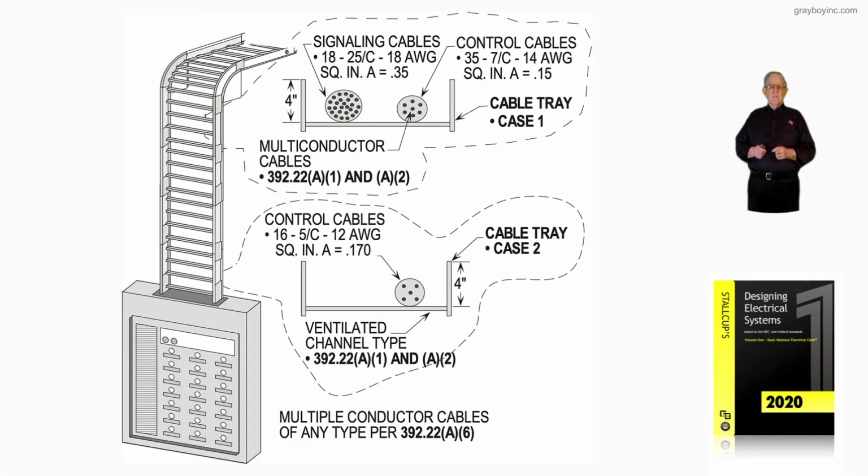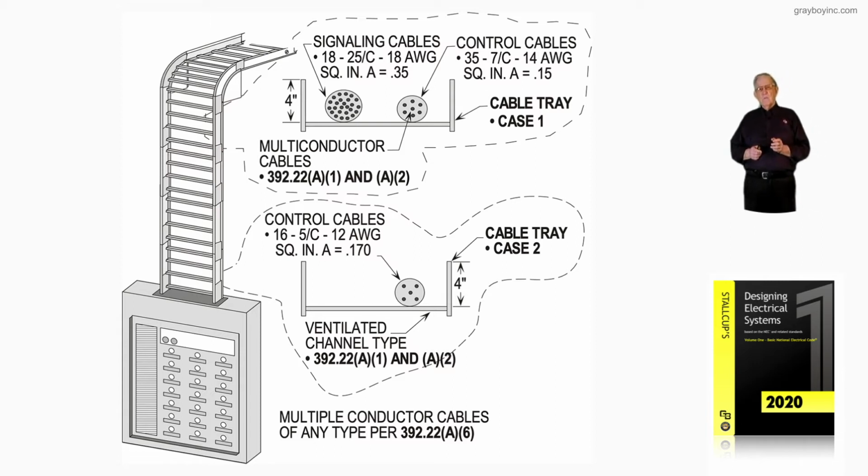Now this illustration deals with control and signaling cables. In accordance with 392.22(A)(6) and Table 392.22(A)(6), in the illustration, you see at the top we have signaling cables. We have 18 25-conductor cables at 18 AWG, with a square inch area of 0.35.